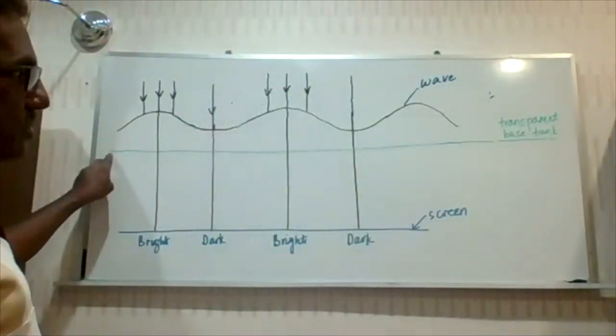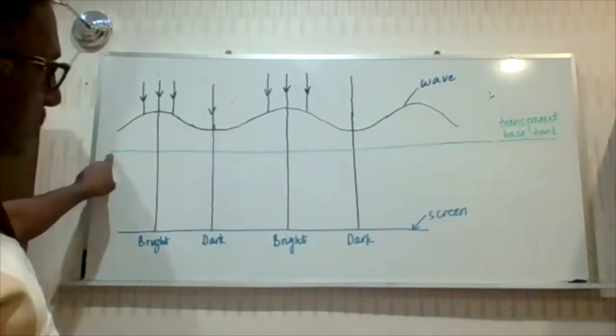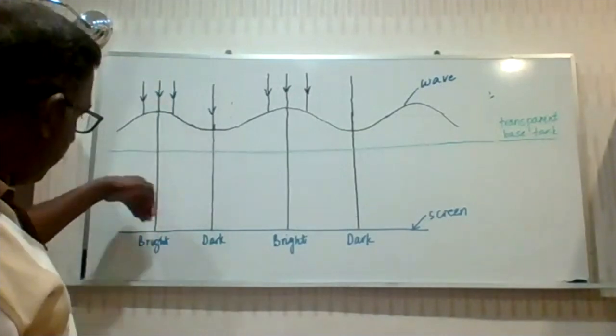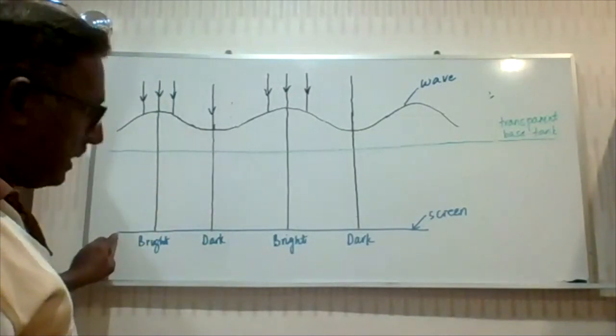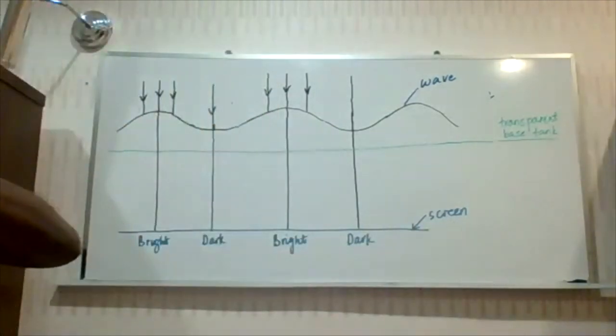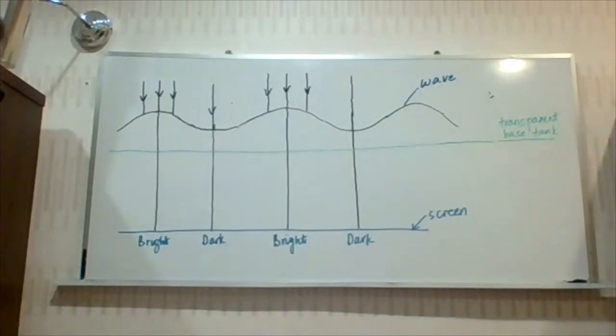This is the base of the ripple tank, which is transparent. Because it's transparent, light is able to penetrate, and this would be your manila card, which is acting as the screen, which I've given to you all before. This is basically how we do experiments based on water waves.